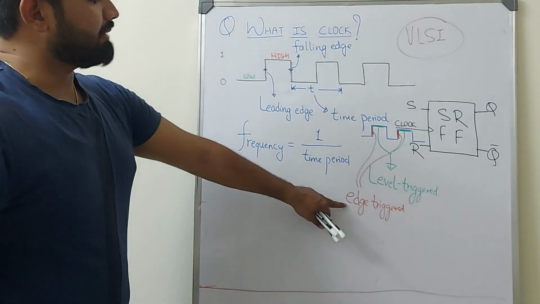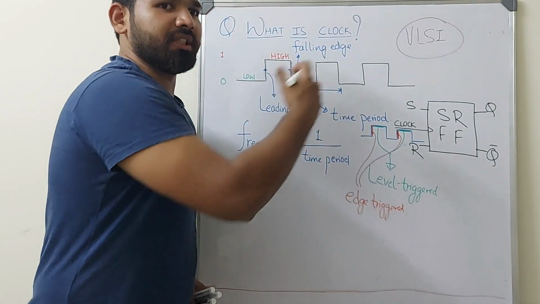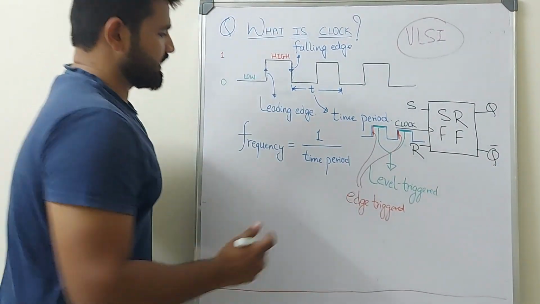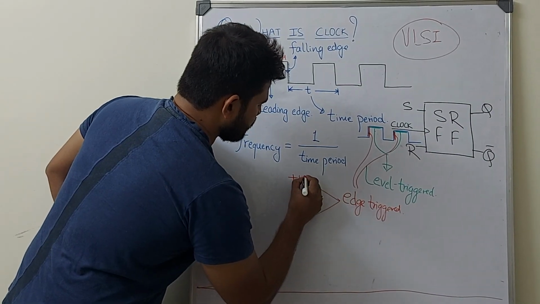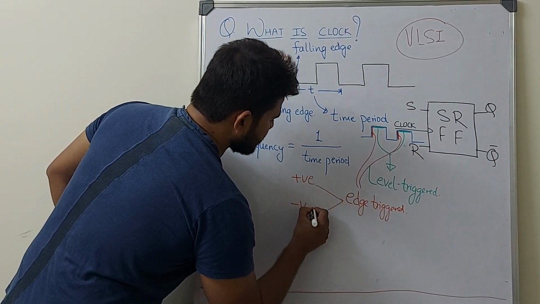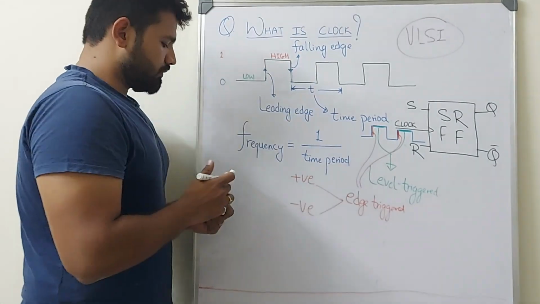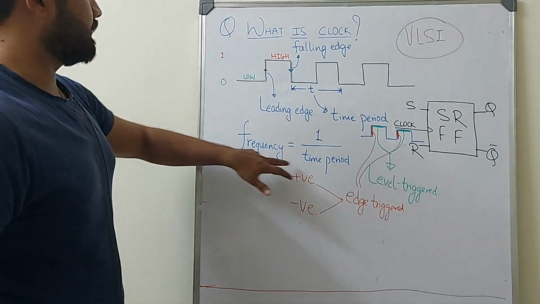Now here there can be two cases. If it is going from low to high, then it is positive edge triggered. If it is from high to low, then it will be negative edge triggered. So you can divide this into two: positive edge triggered and negative edge triggered. So this is basically the fundamental of what a clock is. And this is the simple formula of frequency.